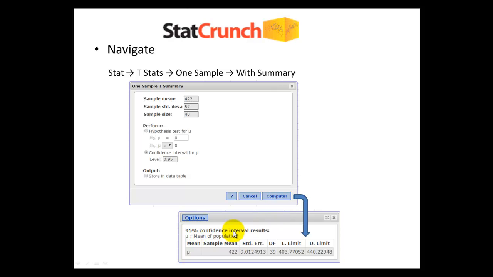It is the 95% confidence interval for this problem. It repeats the mean down here, reminds you the degrees of freedom, and such to make sure that you had put the right numbers in. But what's most important is the $403.77 as we saw before when we did it by hand, and the $440.23 when rounded when we did it by hand. So feel free, if you prefer to use StatCrunch to work your problems, it's perfectly fine. You can use it on all assessments.